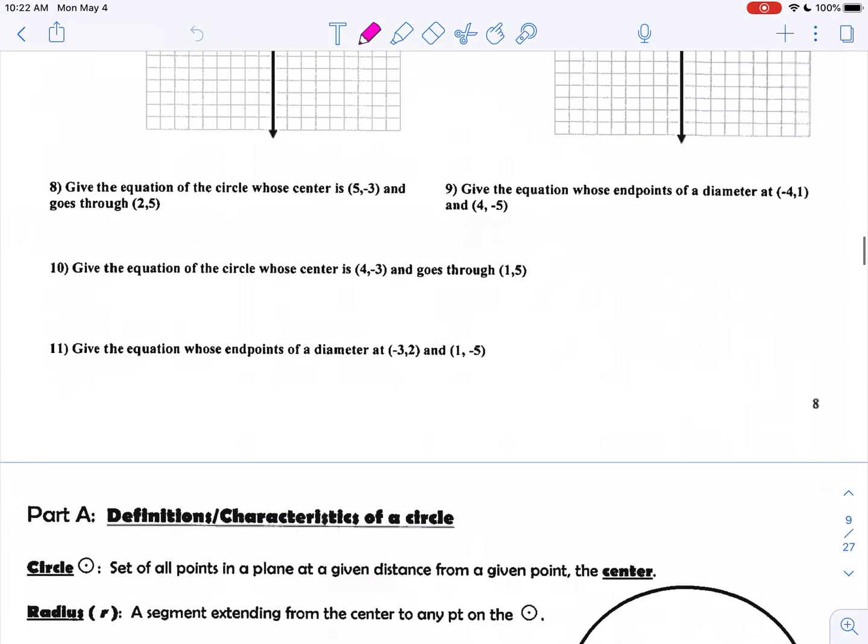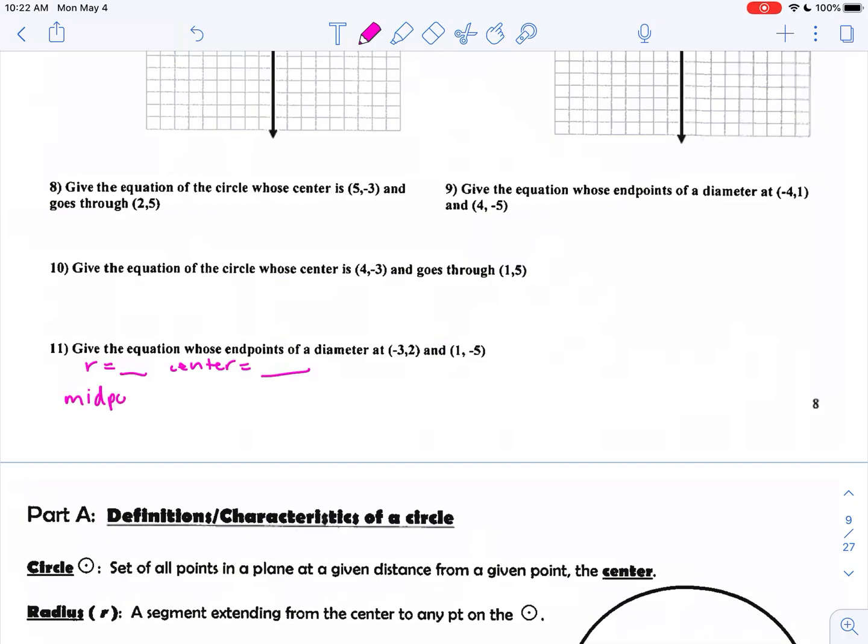Okay, problem number 11. You're given an equation whose endpoints of a diameter are (-3, 2) and (1, -5). The two pieces of information you need to find the equation of a circle are the radius measure and your center. So we're going to use information like the distance formula and midpoint formula to determine this. For example, the center is halfway between the two coordinate points.